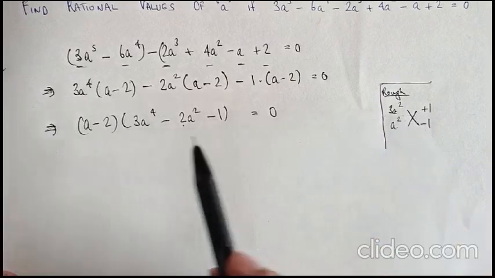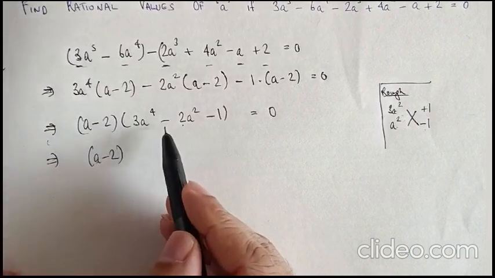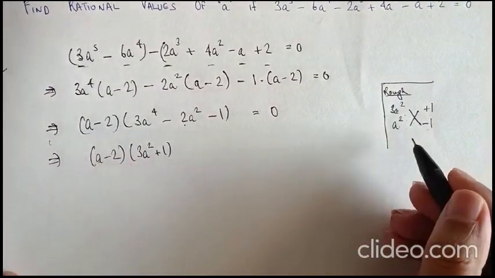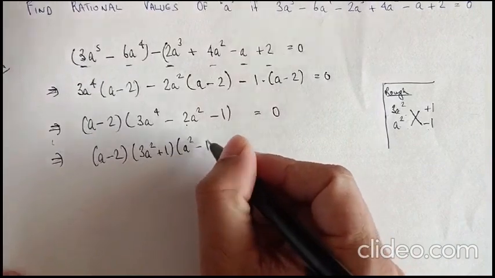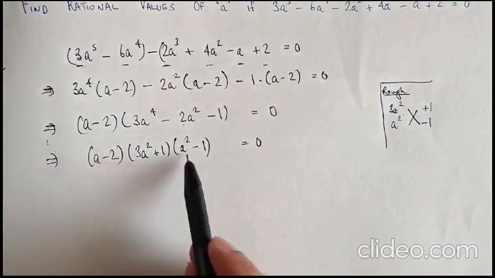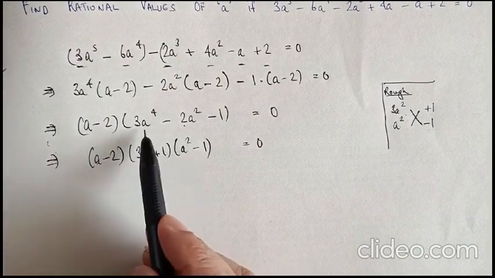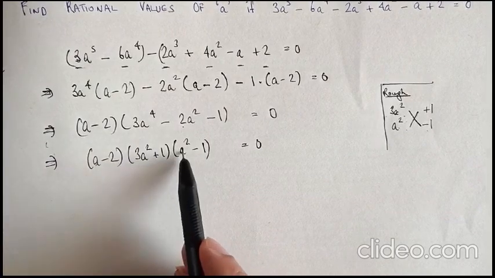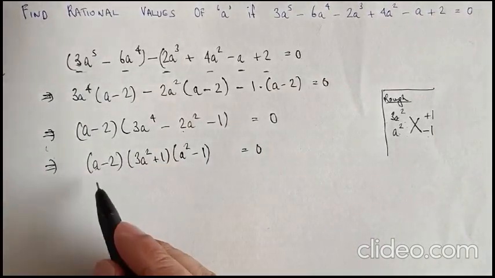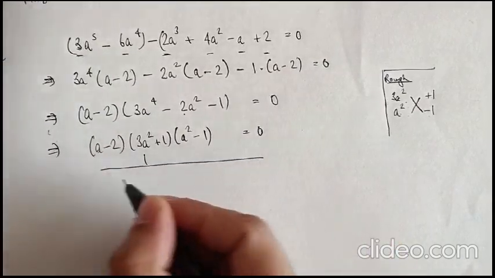And when we write this here, this term becomes 3a squared plus 1 into a squared minus 1 is equal to 0, right? We take these two terms together, these two terms together. Now just have this multiplied. You will find that these two will give the same expression: 3a to the power of 4 plus a squared minus 3a squared, that is minus 2a squared minus 1 is equal to 0. So we have got 3 factors.